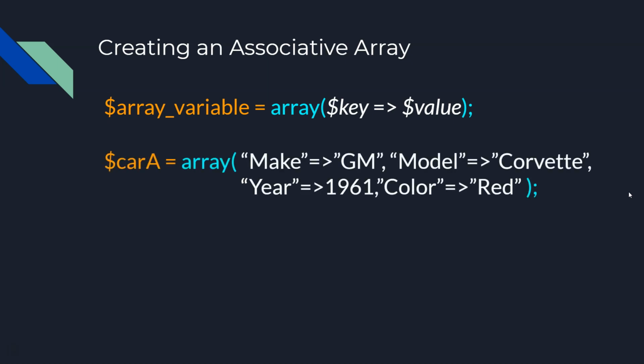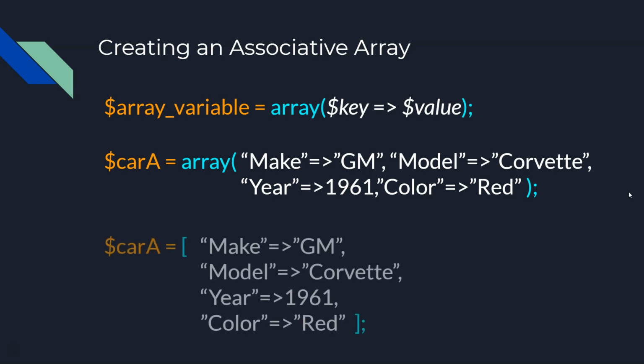You have a car, a variable that is an array, with certain keys and values. So make, model, year, and color, for example. This may be a little hard to see, so you can rewrite this using multiple lines, just like the one you see here. And sometimes this is much easier because now you're using the brackets instead of the array.